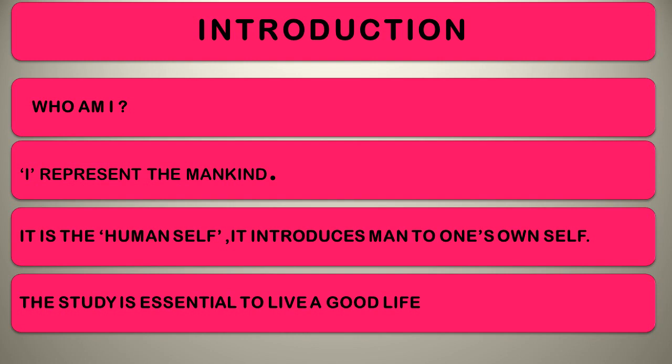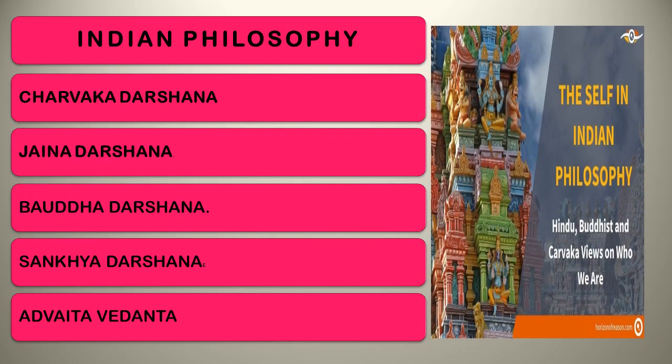Ourselves are found in both Indian and Western tradition. Indian philosophy. In Indian philosophy, we are going to study about Charvaka Darshana, Jaina Darshana, Buddha Darshana, Sankhya Darshana, and Advaita Vedanta Darshana. We are going to study each of these darshanas' views regarding the question, who am I and what am I?